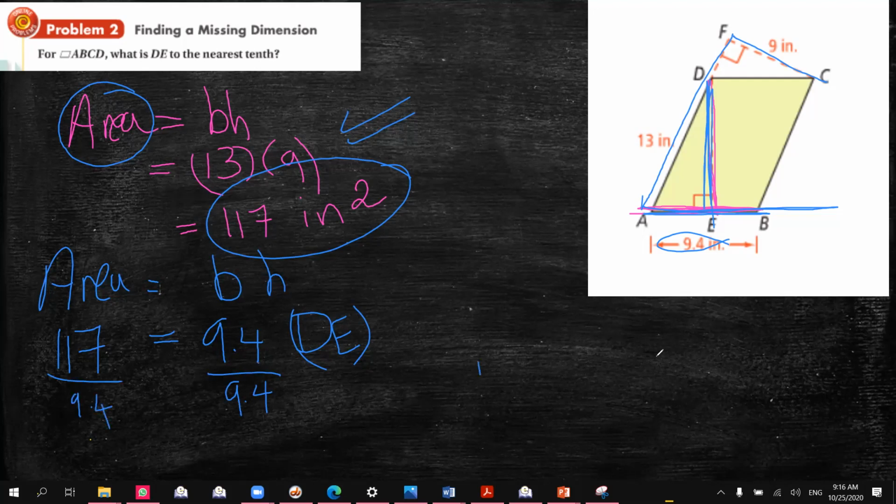So now the length of the line segment DE is 117 divided by 9.4, which is 12.44. And this would be now the length of DE. Is it clear? Yeah, thank you, teacher.